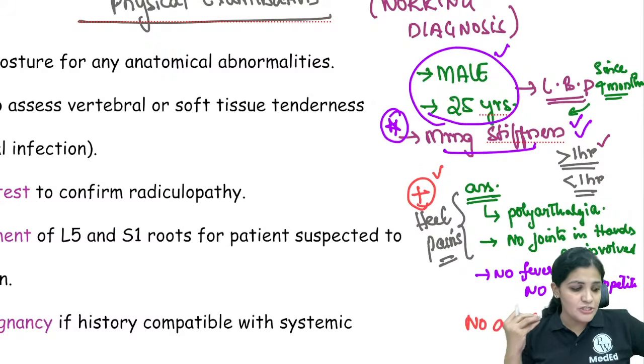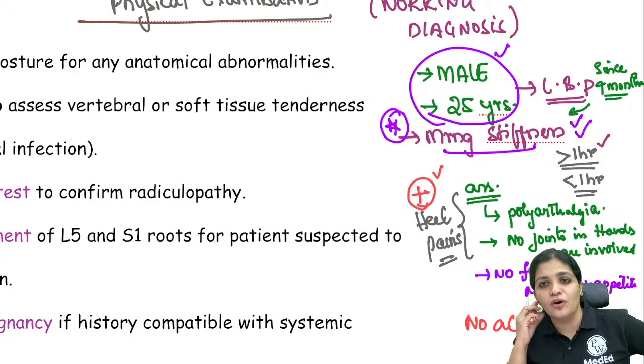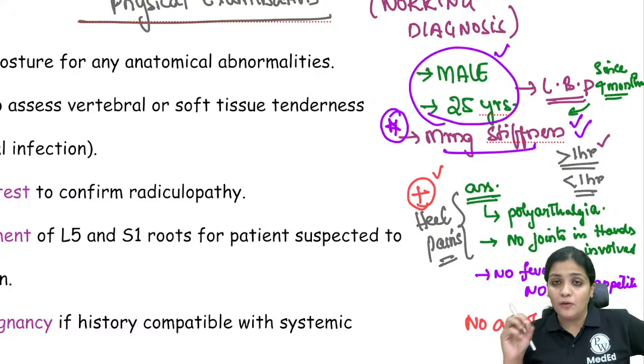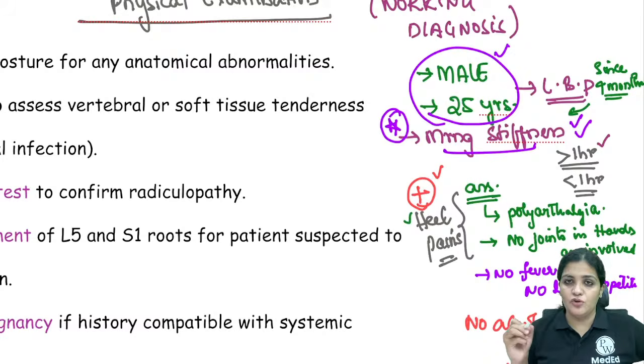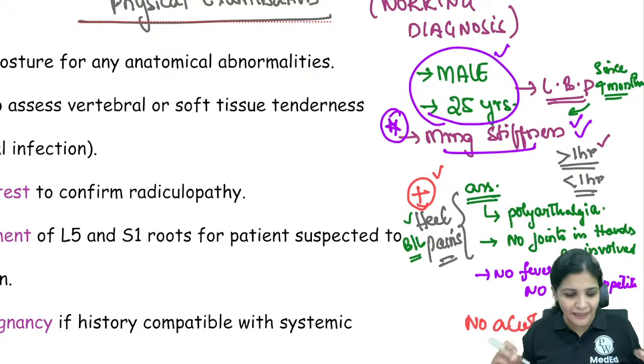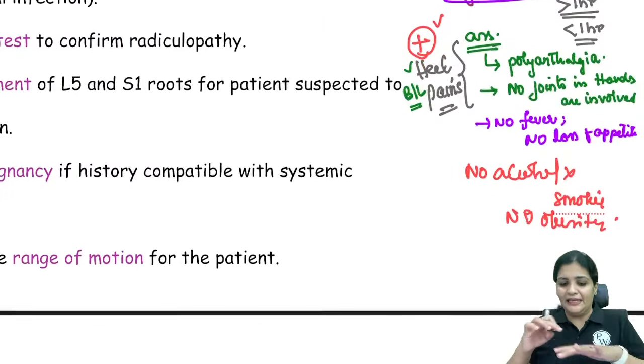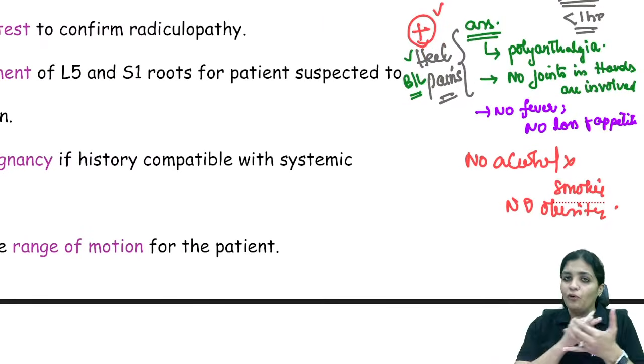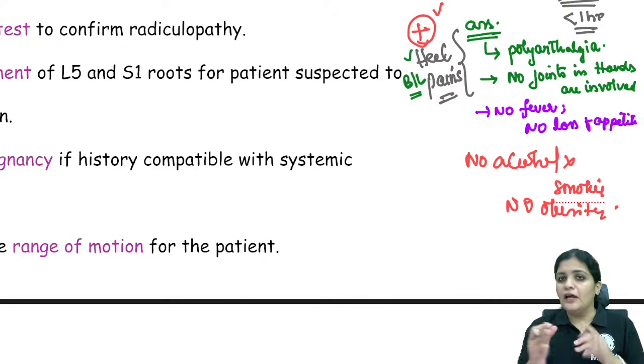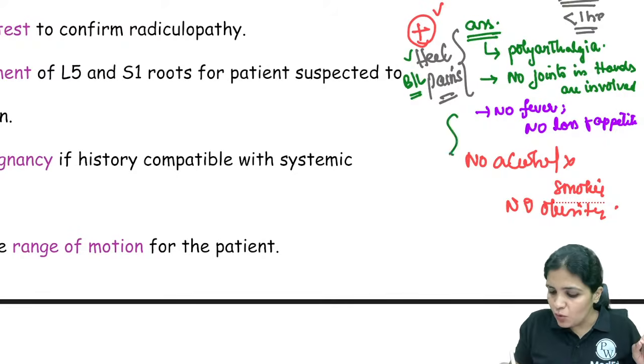And I have asked him the associated symptoms. He told that polyarthralgia is there, but he's not very sure of the symptoms. But what he is sure of is heel pain. So he's having bilateral heel pain, both the heels. There is no pain in the joints of the hand, no fever, no loss of appetite, no loss of weight, no alcohol, smoking, obesity. So this is all the negative history.